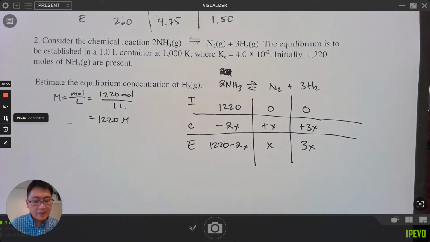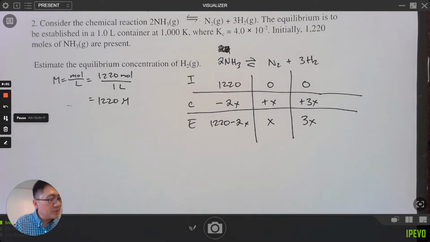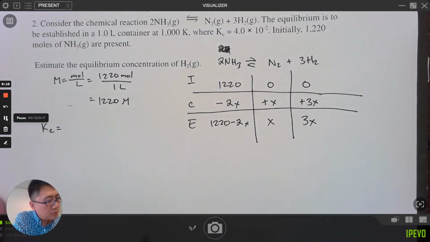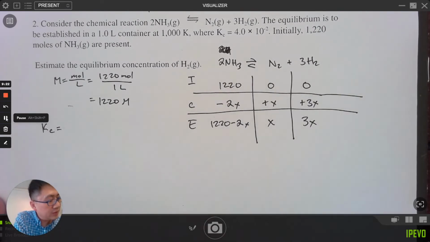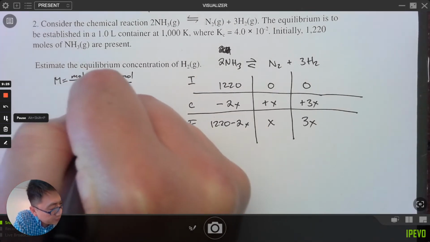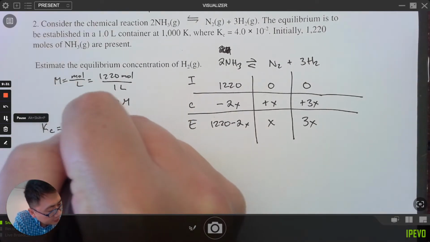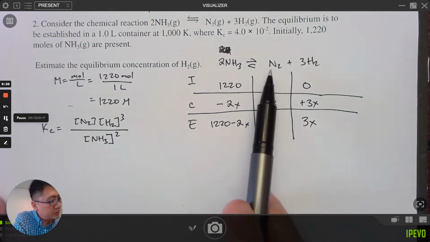Now I have my ICE box filled out, as ICE boxes are commonly known. Now let's set up the equation. Kc, which I'm given, is products over reactants: the products N2 and H2 cubed over the reactant NH3, ammonia, squared.